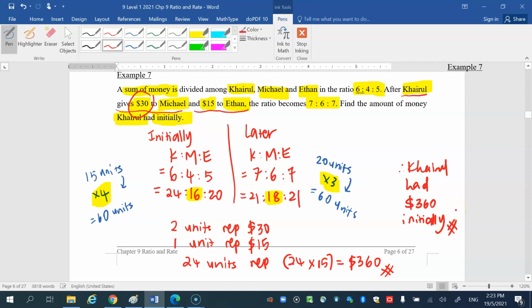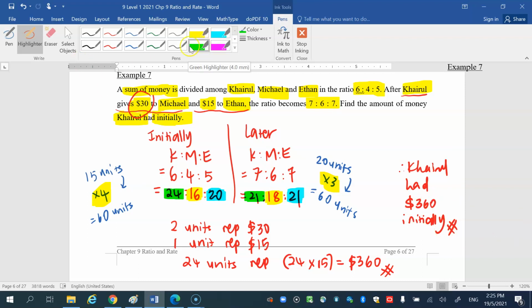Makes sense, right? Because he gives $30 to Michael, so that's 2 units. And then he gives $15 to Ethan, so that's 1 unit. That is why Ethan goes from 20 units to 21 units. And then because Khairul has given away 3 units in total, right? That's why Khairul goes from 24 units to 21 units. Okay, so this is how you do this question, and final answer is $360.